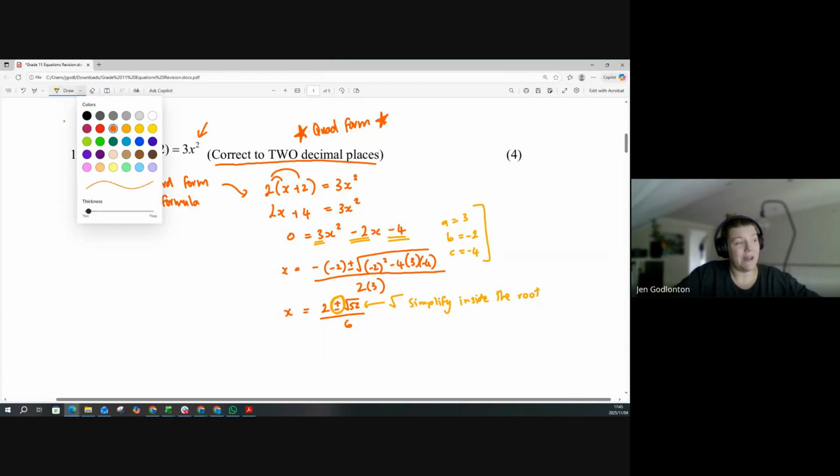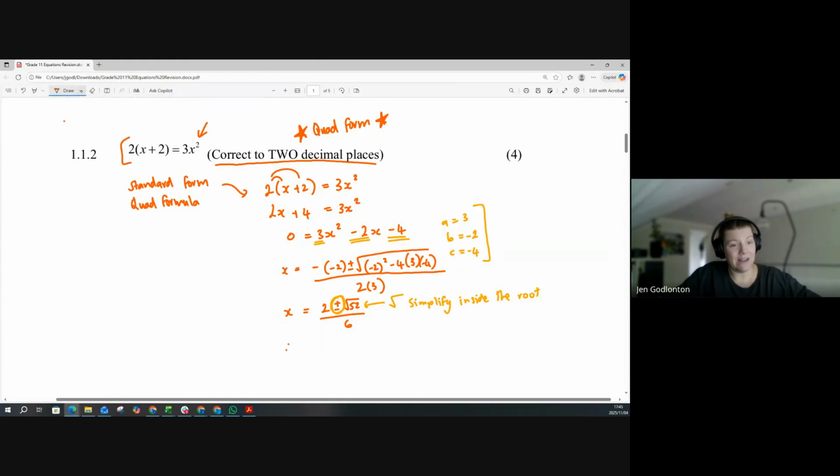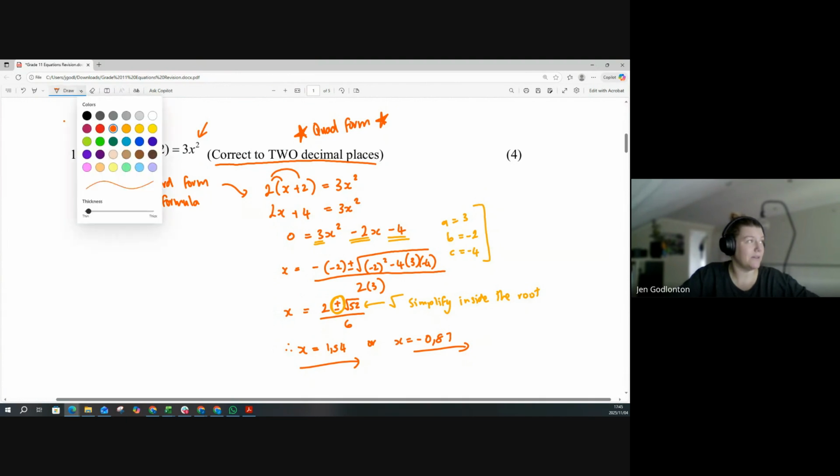So that's just my advice. Take it or leave it, up to you. And then we get our two answers. So x is equal to 1,54, or x is equal to -0,87. And they have to be to 2 decimal places if you want to get all of the marks.